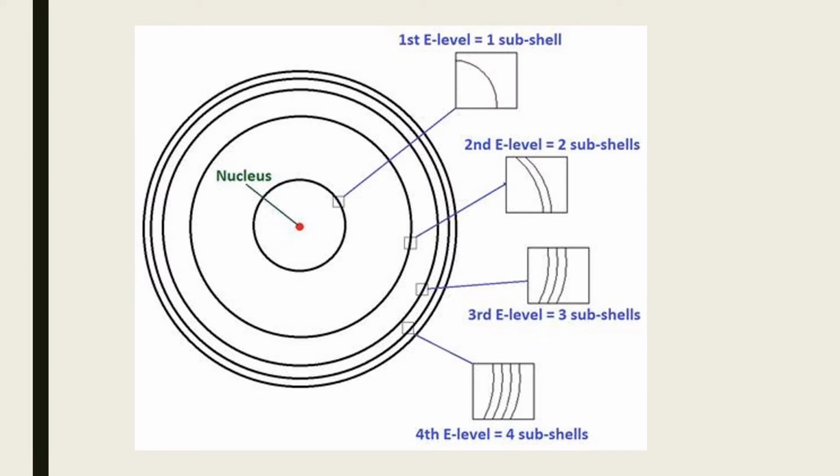Here's a way to visualize it. N is also the primary energy level. The first shell in an atom is the first energy level, and it has 1 subshell. We know that this is 1s. The second energy level, you see here, is kind of big out here, but that actually has 2 subshells: 2s and 2p. The third primary energy level has 3: 3s, 3p, and 3d.